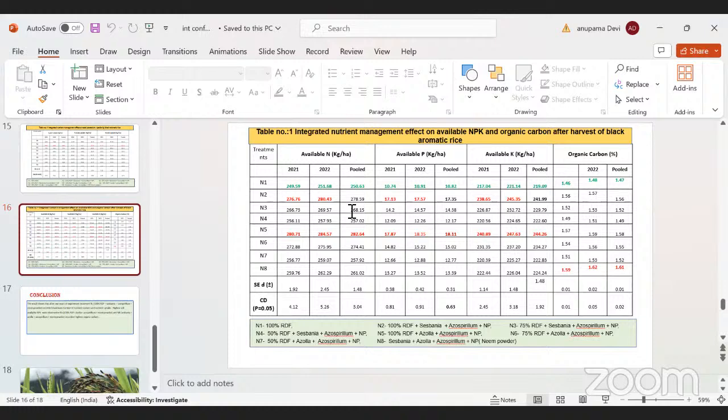Coming to the phosphorus, the highest content of phosphorus is in the N5, this is par with the N2, and the lowest is in the N1. This is par between the two treatments, but in the pooled data there's no par. And coming to potassium, the highest potassium content is also in the N5, but it is par with the N2 in both years, and lowest in the N1. And coming to organic carbon content, highest organic carbon content is in the organic treatments, and lowest content is in the N1, the 100% recommended fertilizers.